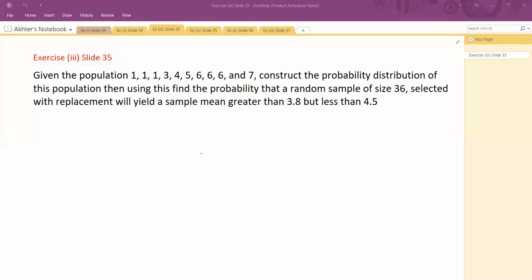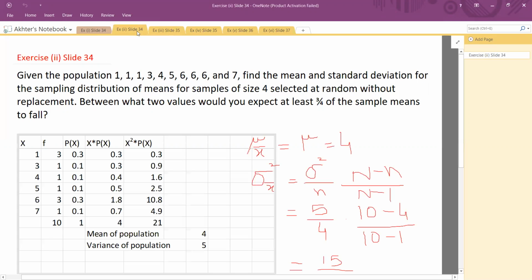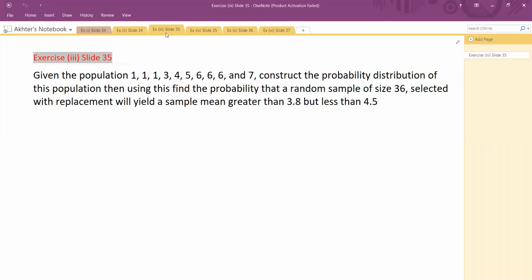In this recording, we will discuss exercise 3 given on slide number 35 of the sampling distribution of mean. This problem is related to the previous problem, exercise number 2, as we solved. The population is the same here as in exercise number 2, but there are some differences. We have to find the probability for a random sample of size 36.